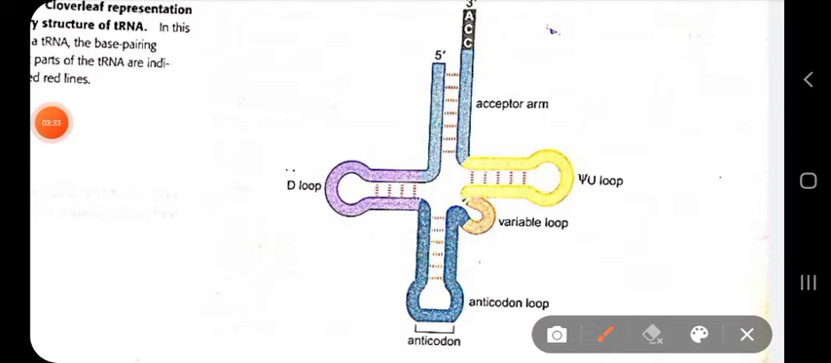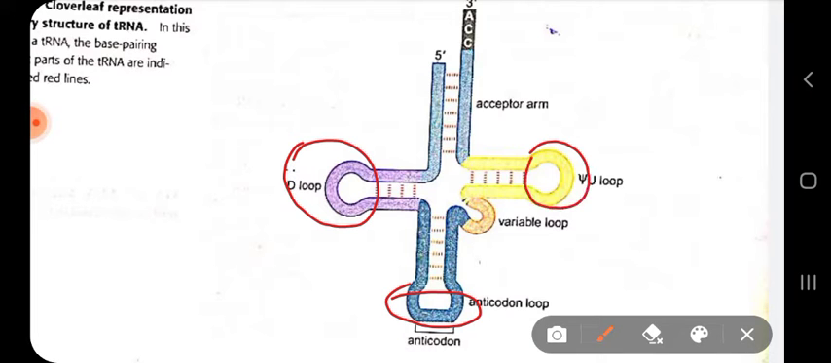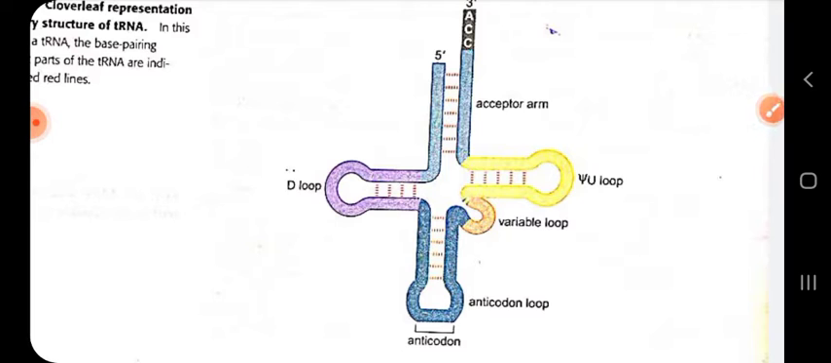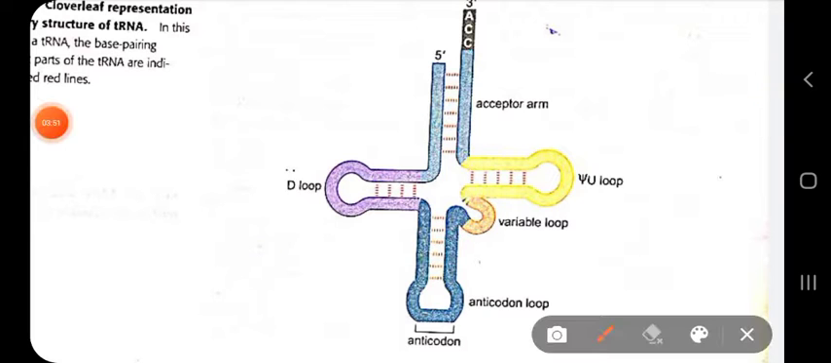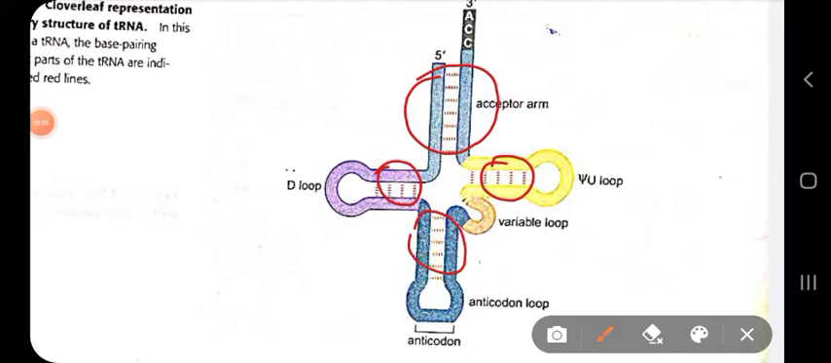You can see that these loop regions that I am talking about, the D loop, the anticodon loop, the T psi loop, the variable loop, do not have complementary regions, and in these other regions, you can see complementary base pairing has occurred if you look carefully. And this is the basal stalk, which shows typical base pairing. Loops are not involved in base pairing.